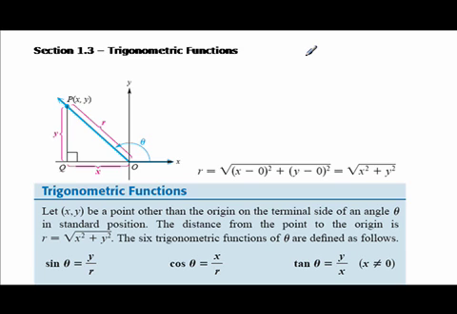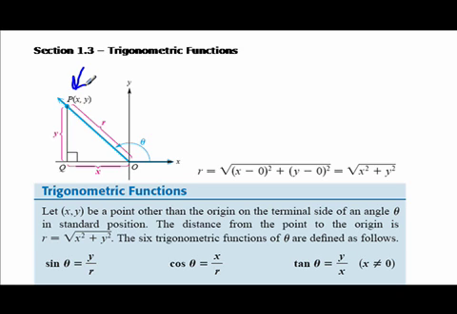What you need to know in your trig class here, these trig functions that you're going to be learning about, are going to be introduced to you three different ways. They're going to be introduced in terms of the location of a point on the terminal side of an angle. We'll get to that in a minute.